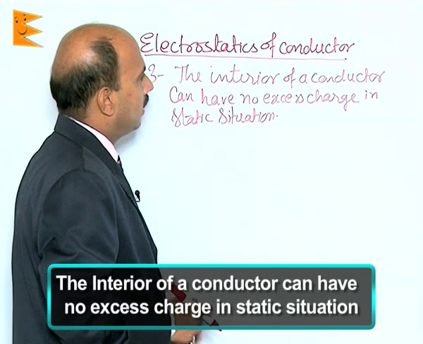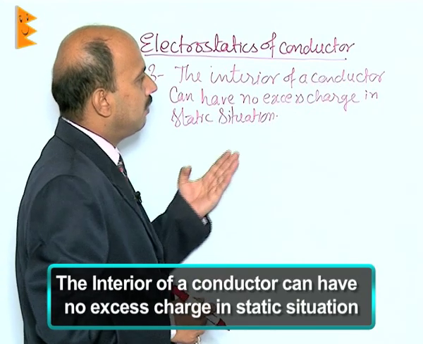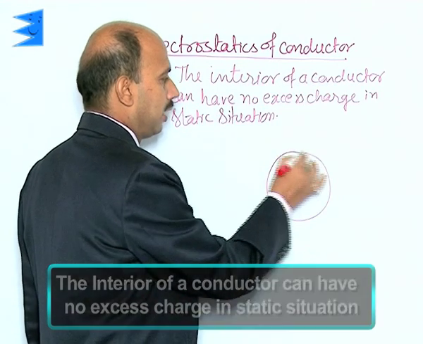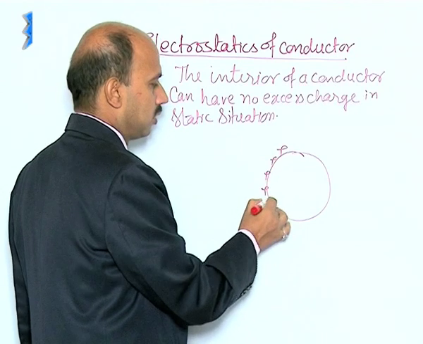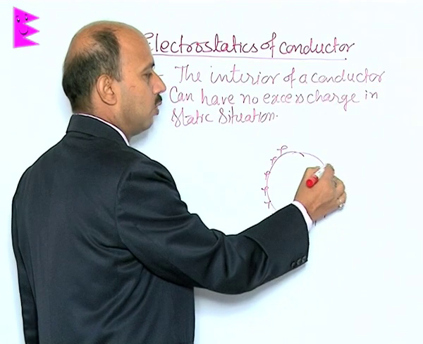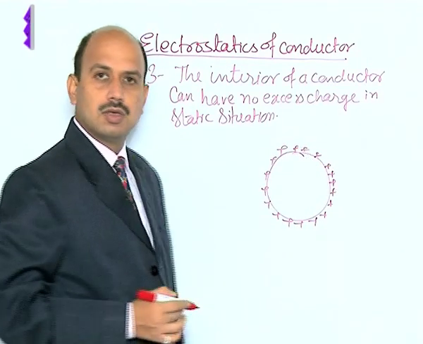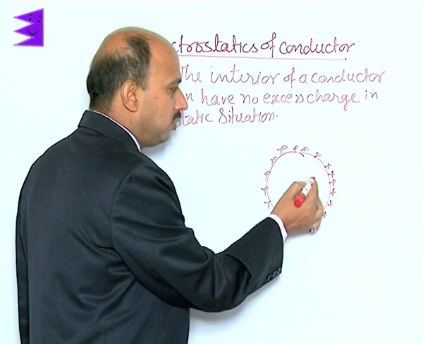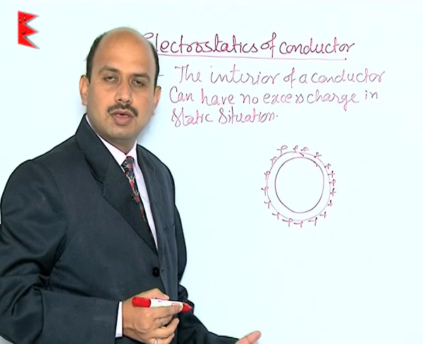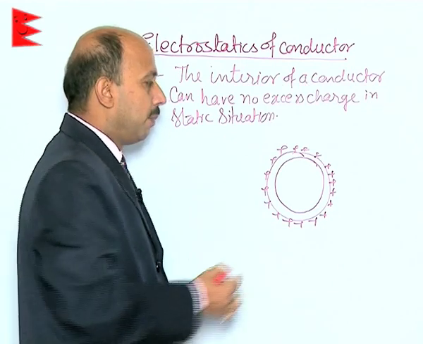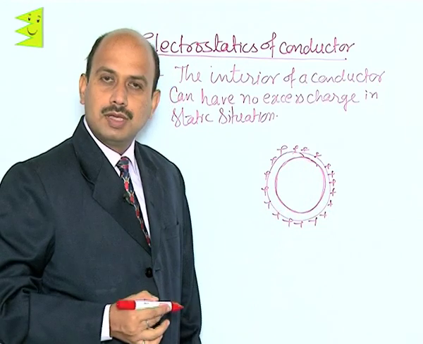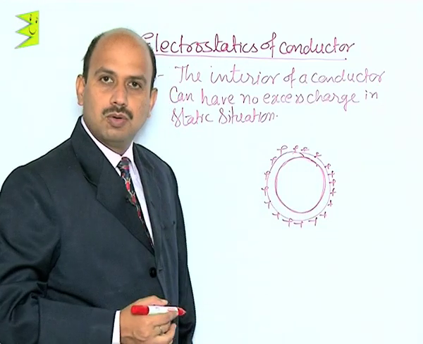Now see the third property, the interior of a conductor can have no excess charge in a static situation. Suppose you have a conductor like this, which has charge plus. As the charge is given to this conductor, charge resides on the outer surface and comes to the surface. Now suppose you take any volume inside it and draw a surface, that is called a Gaussian surface. By taking this surface, if you apply Gauss theorem, inside the conductor electric field is 0.